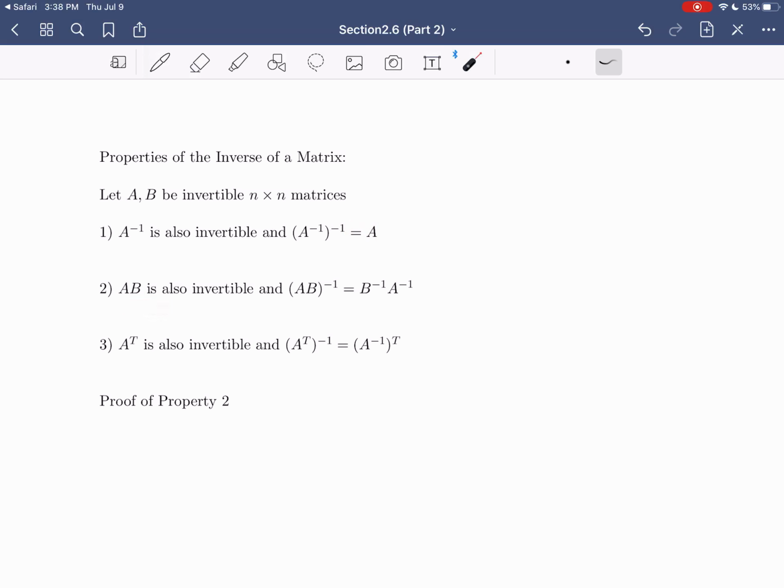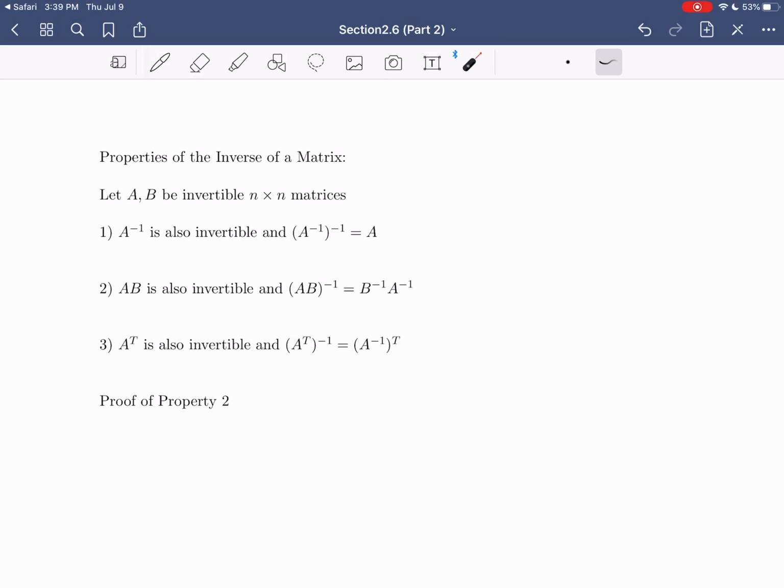Property 2 says that if A and B are both invertible, then their product is invertible. So if you multiply 2 invertible matrices, you're guaranteed to get an invertible matrix. And the inverse of the product is the inverse of the second matrix times the inverse of the first. So you'll notice that we're basically saying that the inverse of the product is the product of the inverses, but in reverse direction.